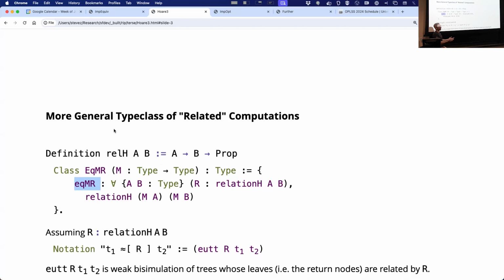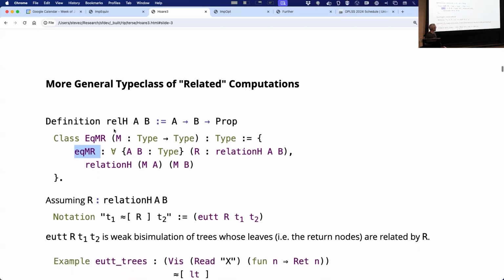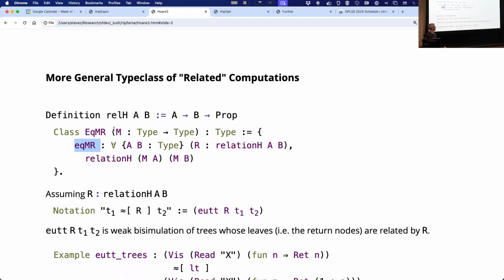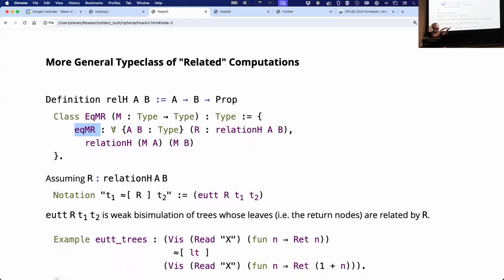So this is really just, given a relation on the return values, how does your monad consider them to be equivalent? And for I trees, basically the intuition is that we're going to use either strong or weak bisimulation. The only difference from what we've seen before is that, rather than requiring the leaves to be equal when we get down to them, we'll just require the leaves to be related by this R predicate. So it's really the same definition.